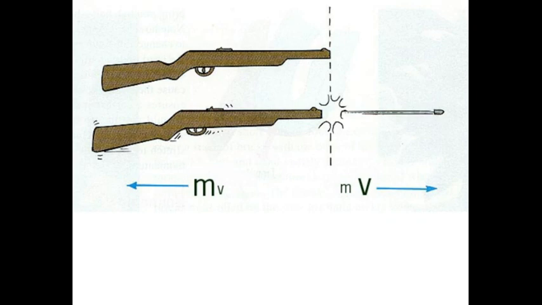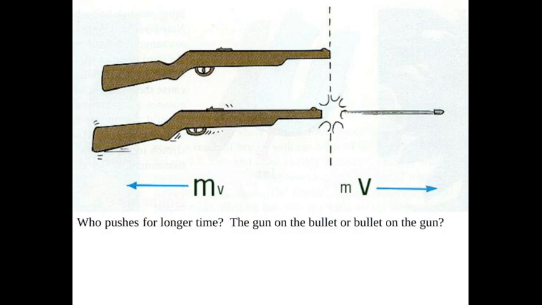So the next question is, who pushes for a longer time, the gun on the bullet or the bullet on the gun? Well, those are also going to be equal. Why? Well, it's just logical. The gun can't be in contact with the bullet without the bullet being in contact with the gun.